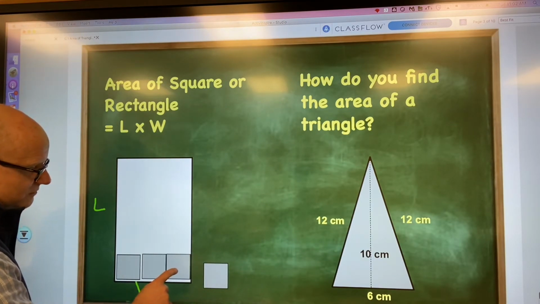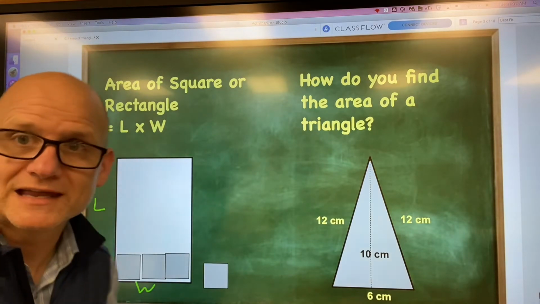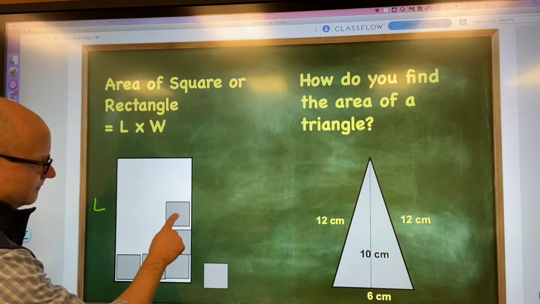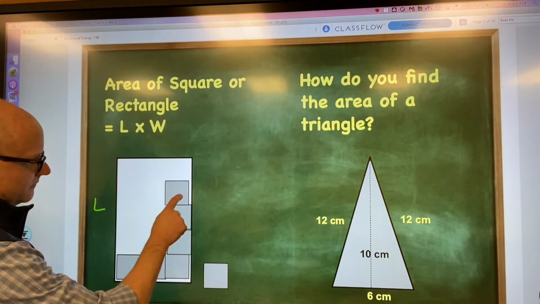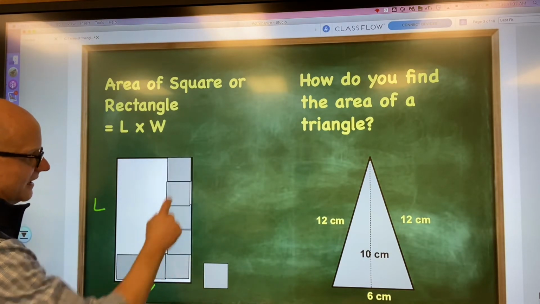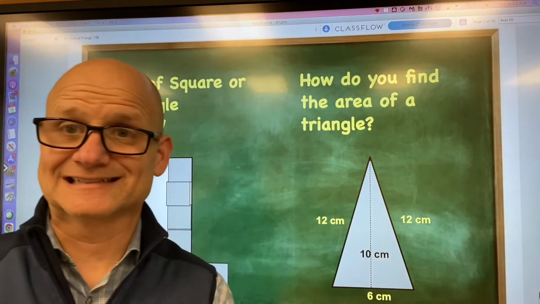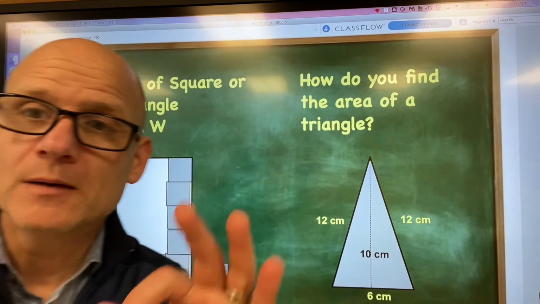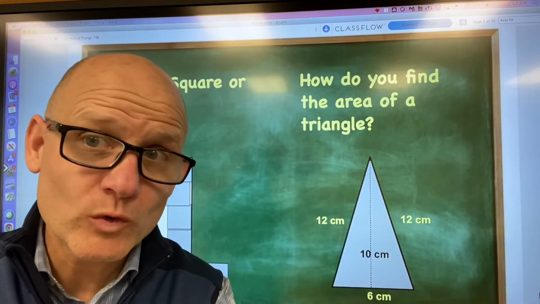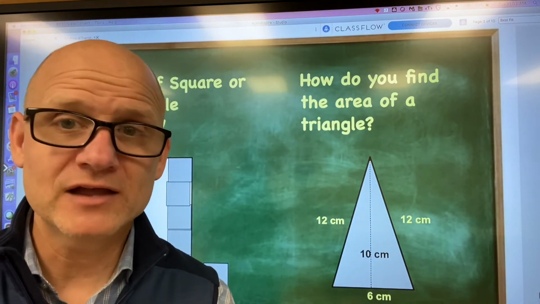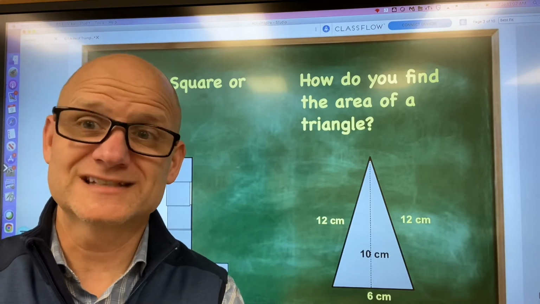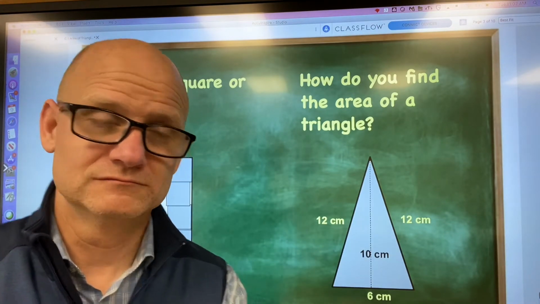So you can see here, there's 3 squares that make its width, and there would be 5 squares that make its length. So 3 by 5, the total area of this rectangle is 15, but it could be 15 centimeters squared, 15 miles squared, 15 yards squared. That just tells you the size of the square that you're using.